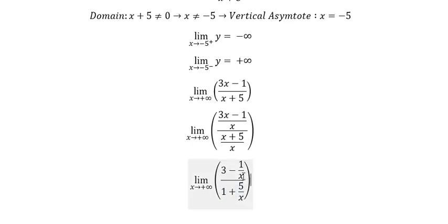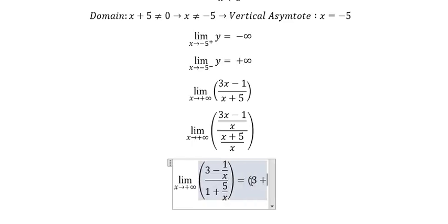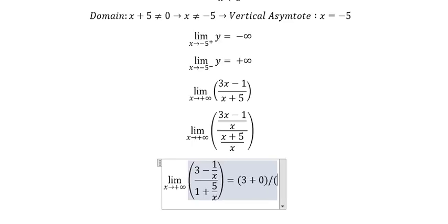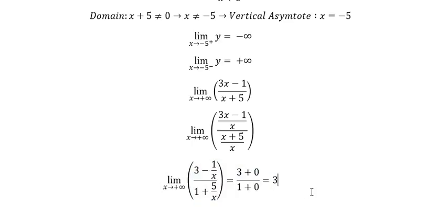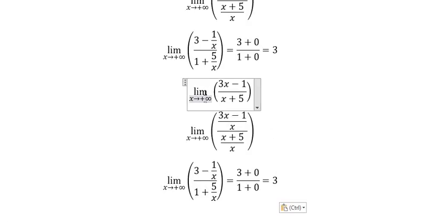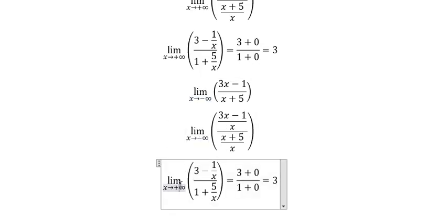So when s goes to positive infinity, 1 over s and 5 over s go to 0. So that means we will have 3 plus 0 over 1 plus 0, and this gives you 3. Similarly, when s goes to negative infinity, we do the same and you get 3.